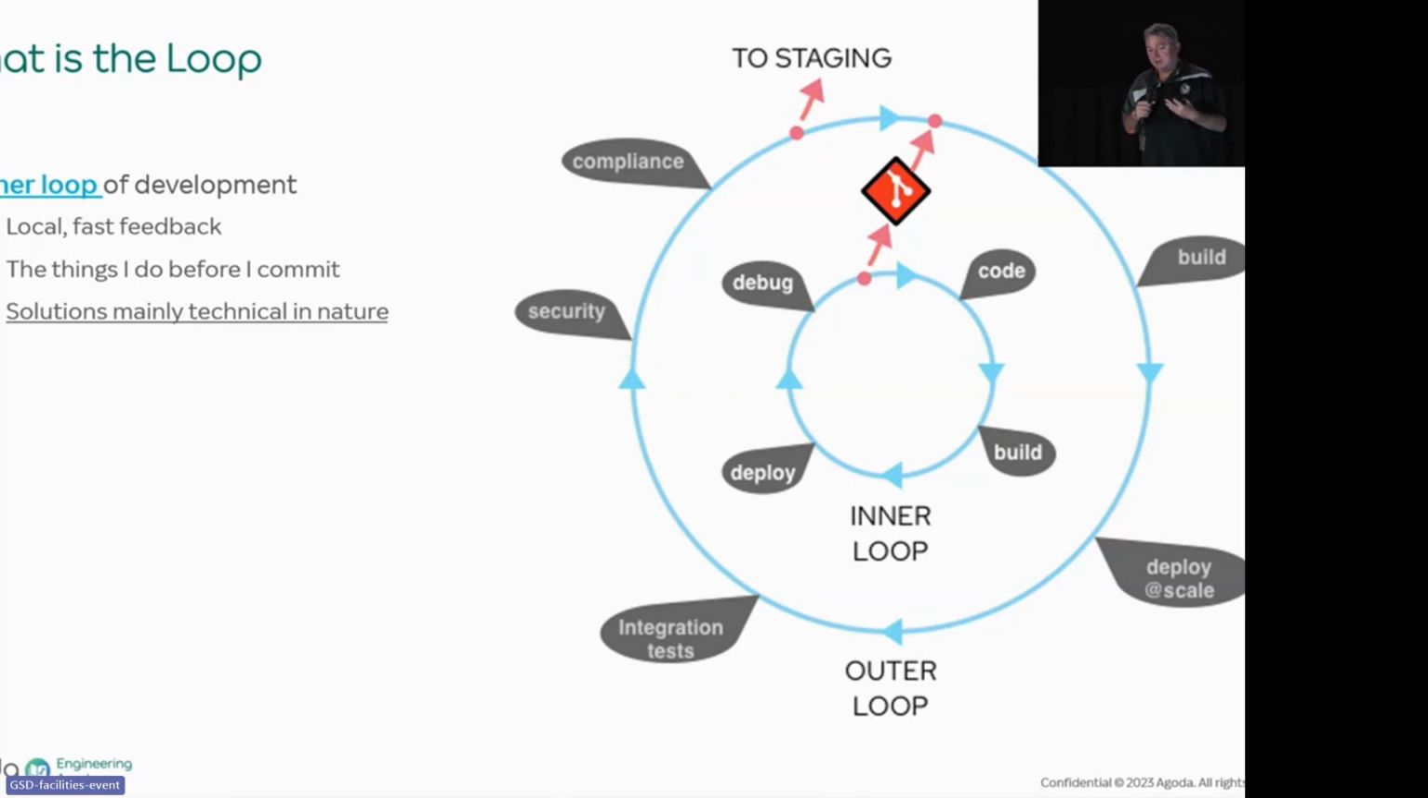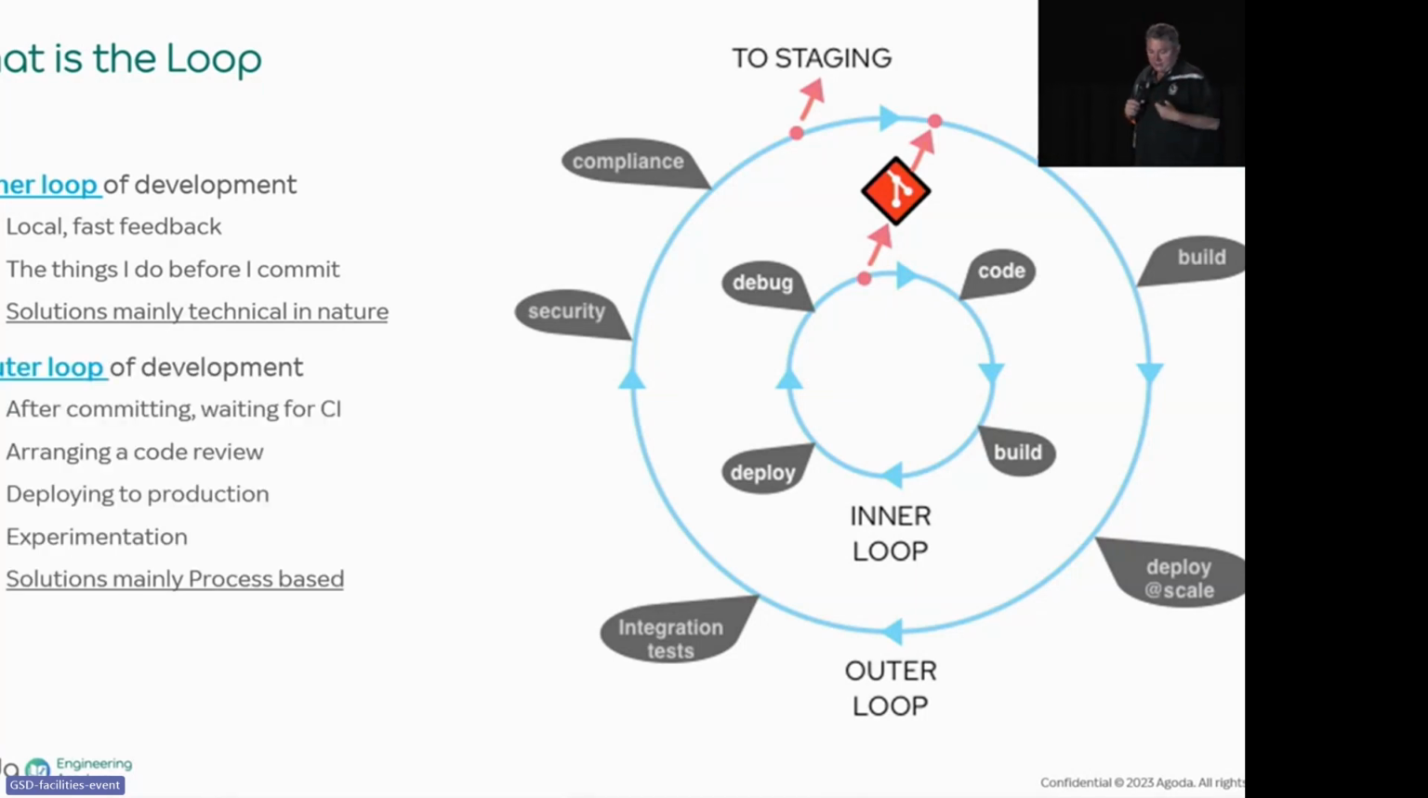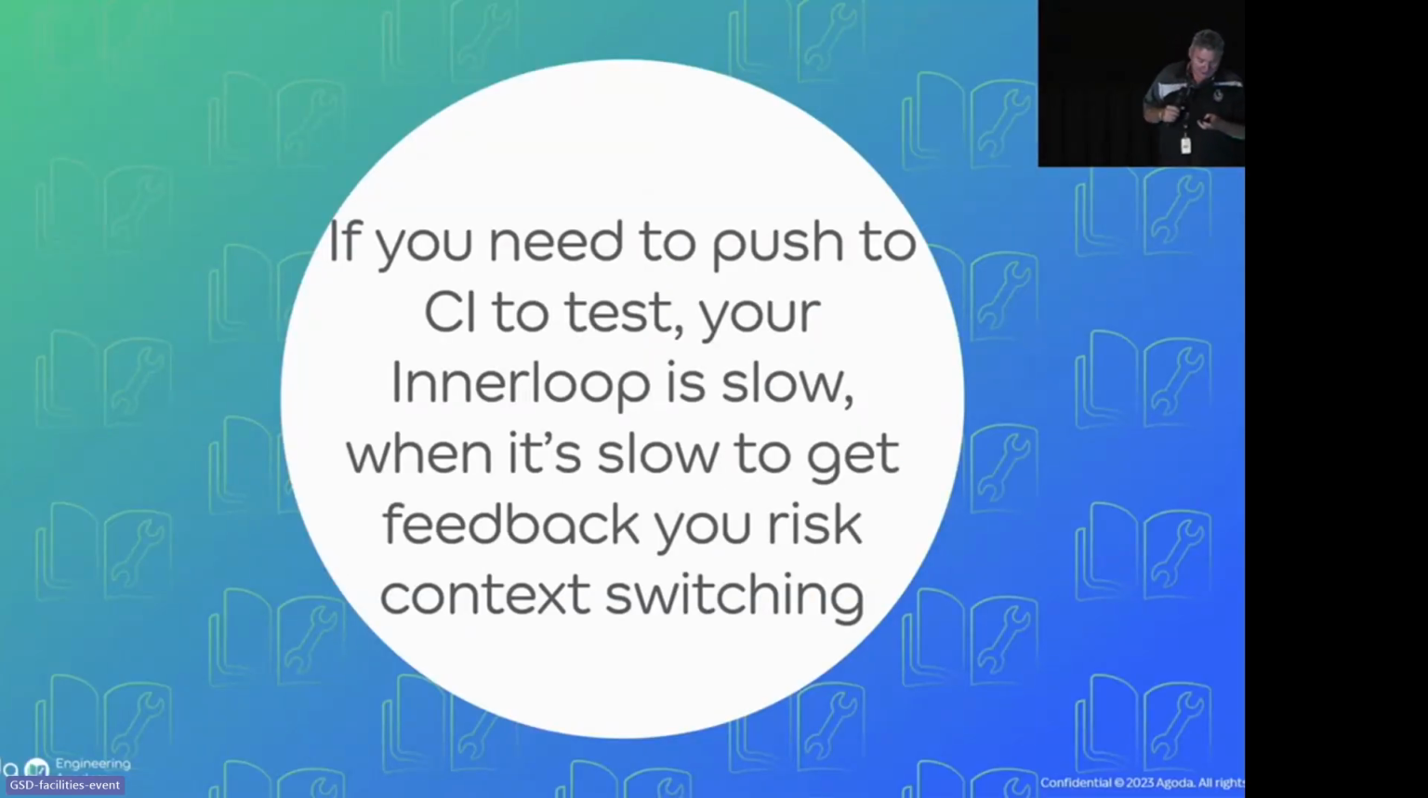The outer loop starts generally when you push to Git, and it's more about the cycle that you go through beyond just your laptop. It's your code review, it's waiting for CI, it's deploying to production and things like that. So what we've been focusing on is the inner loop.